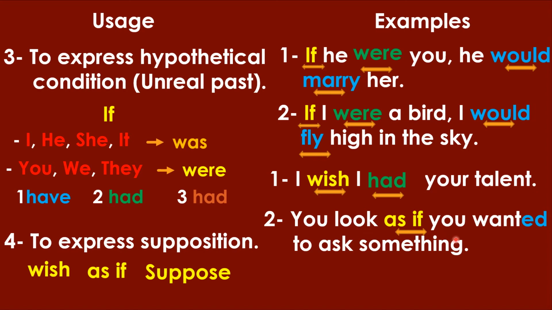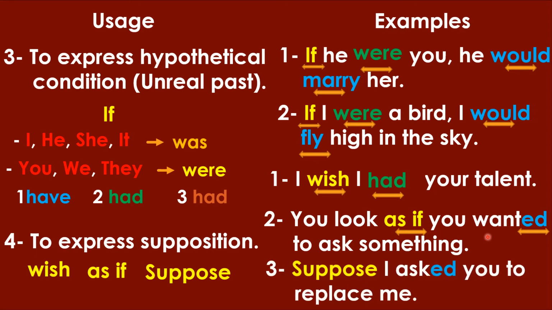You look as if, يبدو وكأنك, you wanted to ask something. أردت أن تسأل عن شيء. So here, because of as if, we don't say you want, we say you wanted. So wanted is the past form of the verb want. طبعا هنا استخدمنا الماضي البسيط want فعل قياسي حتى نقول ED. ومش هنستعمل المضارع مش هنقول want لا هنقول wanted. Okay.